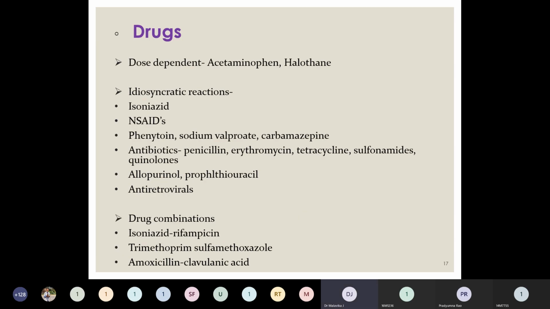Coming to the important drugs: the dose-dependent drugs are acetaminophen and halothane. Idiosyncratic reactions occur mainly with isoniazid, NSAIDs, and the anticonvulsant drugs phenytoin, sodium valproate, and carbamazepine. Others include antibiotics such as penicillin, erythromycin, tetracycline, sulfonamides, quinolones, allopurinol, propylthiouracil, and antiretrovirals. Drug combinations which cause liver injury are isoniazid with rifampicin, trimethoprim-sulfamethoxazole, and amoxicillin-clavulanic acid.